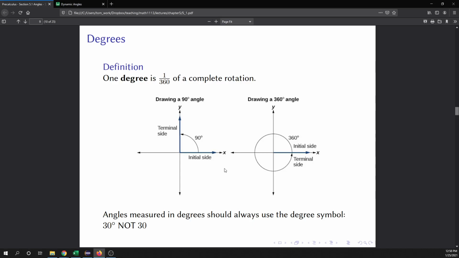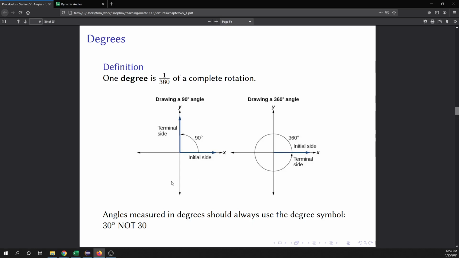All right, so we all know that a quarter of one full rotation would be a 90-degree angle. And then if we rotated the initial side all the way around until it got back to the initial side, so that it lined up here, that would be an angle of 360 degrees. So one full rotation is 360 degrees.